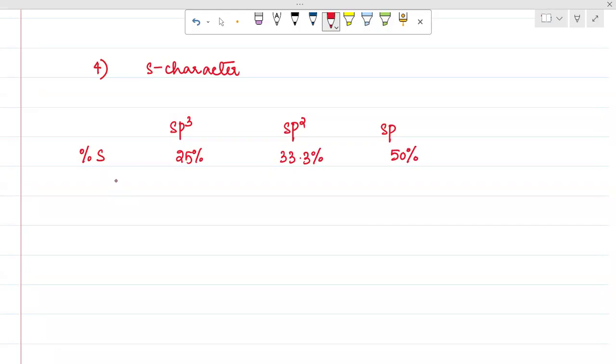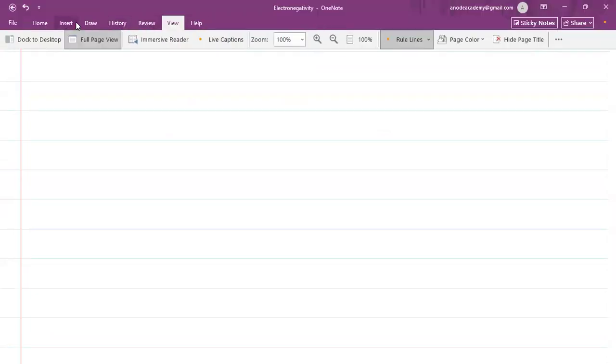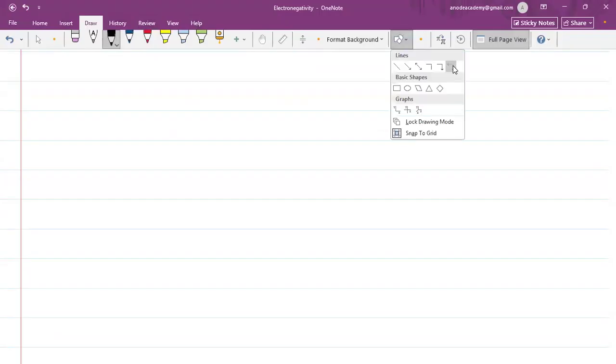So as the percentage of s character increases, the electronegativity also increases. Okay? Now this is with respect to a single atom. If you have different hybridizations of different atoms, for that you have to learn a graph. Okay? You will understand what I said from this graph.